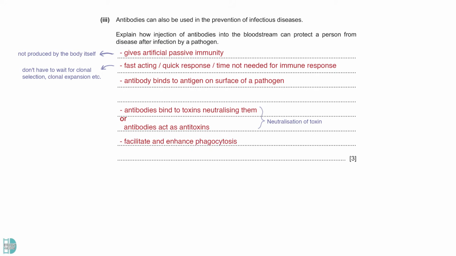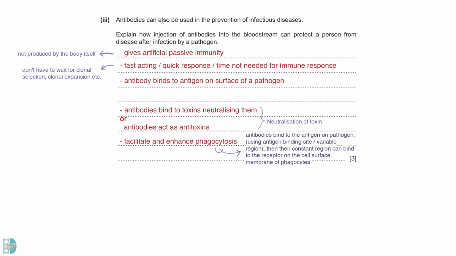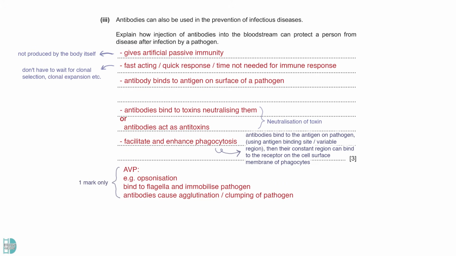They may also enhance phagocytosis. This is because antibodies can first bind to the antigen on the pathogen, then their constant region can bind to the receptor on the cell surface membrane of the phagocytes. The other specific roles of antibodies are under AVP, so you can get maximum 1 mark by mentioning any one of them.